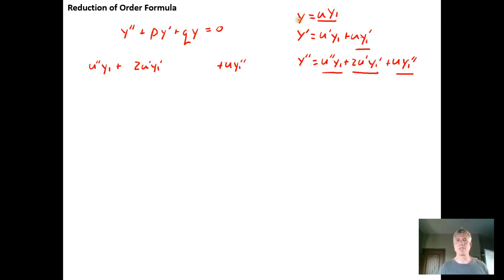Now we do p times this, so we're going to get plus p times u prime y sub 1, plus we're going to get p, right here, p times u y sub 1 prime, and then finally q times u y sub 1, so plus a q times the u y sub 1 right here. And what we want to notice is that the u shows up in all three of those because of how we grouped them. So we can actually factor the u out. So I'm going to factor that u out.